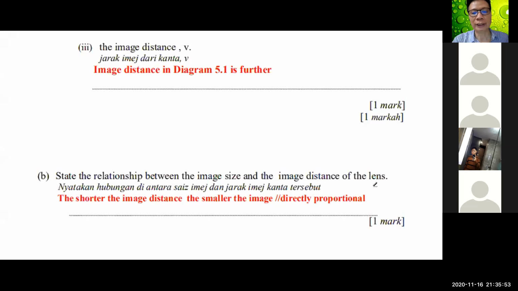The shorter the image distance, the smaller the image. Or you say the other way around: the longer the image distance, the bigger the size of the image. Okay. Then so far can follow or not?